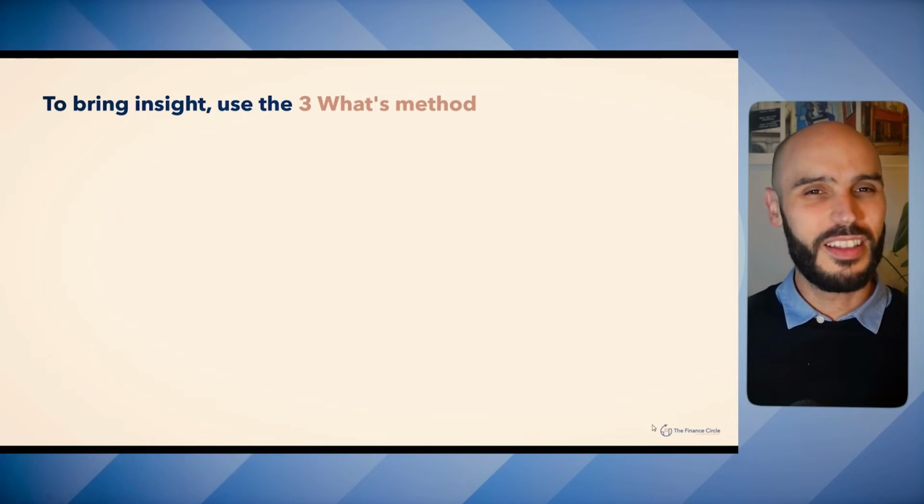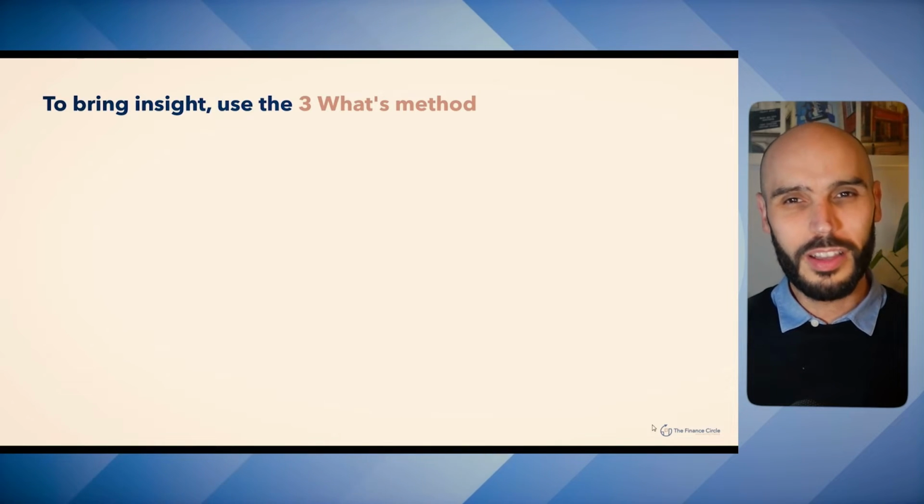An insight, according to psychologist Gary Klein, is an unexpected shift in the way we understand things. That means that it's not necessarily new per se, but it's rather that it has an impact it didn't have in people's mind before. And we'll do that thanks to the 3 what method. The 3 what method stands for what, so what, and now what.